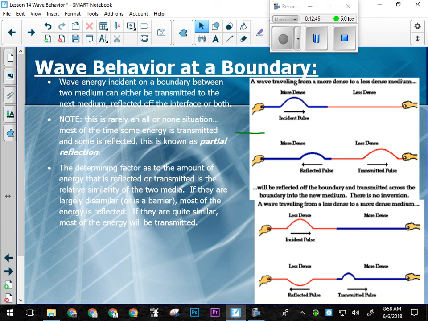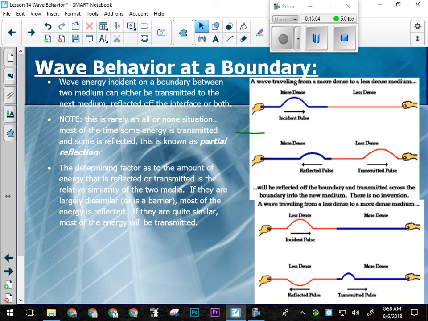That's how we can always tell whether the new medium is faster or slower. We look at the reflected pulse. If it comes back upright, it's faster. If it comes back inverted, it's slower. Those are just things you have to memorize. So this slide is going to be important for you in terms of the things you need to know about these diagrams. I always have diagrams like this on the unit exam.